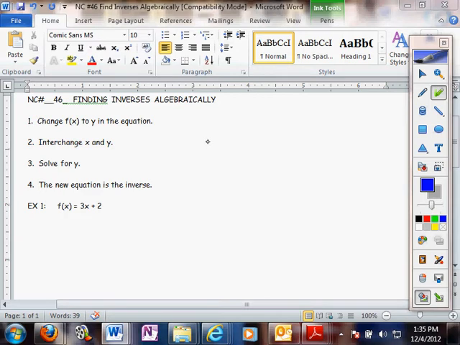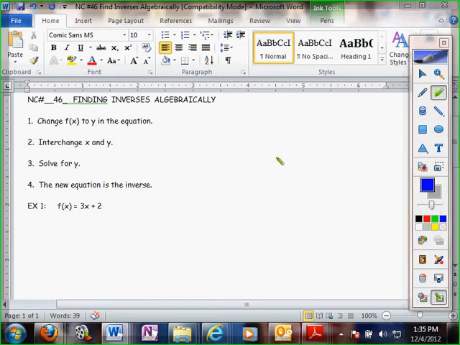Change f of x to y in the equation. The second thing, we're going to interchange x and y, or make them trade places. And 3, solve for y where it exists now, and the new equation is my inverse. Let's look at example 1.